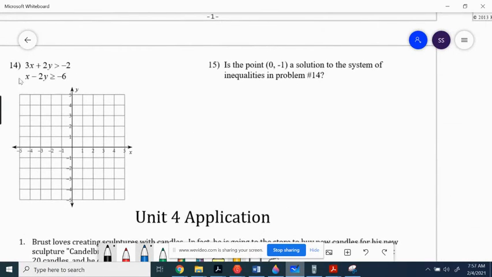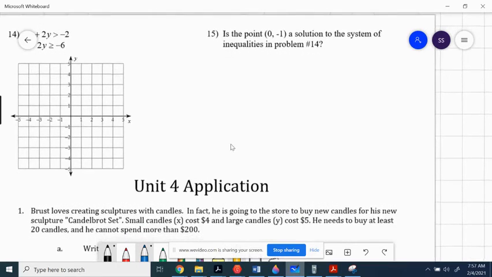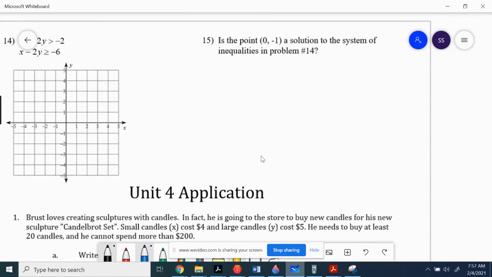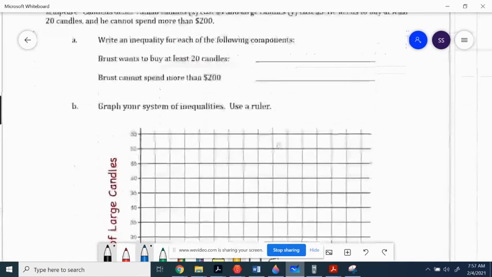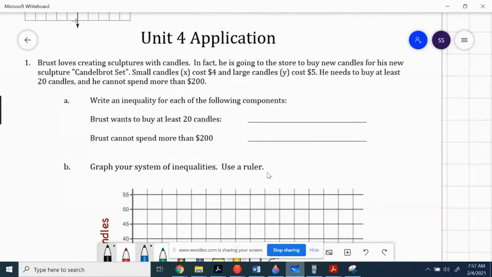14 is still just a system of inequality problem. 15, once you do 14, look at this point, see if it is in the shaded section or not, or if it's on the solid or dashed line. You should know what that all means, but do 14 before you do 15. All right, then the application section.